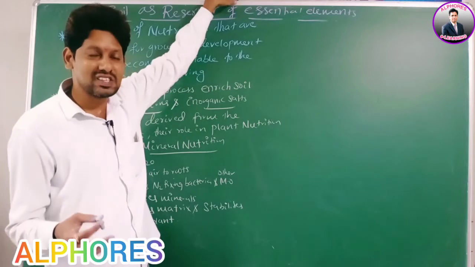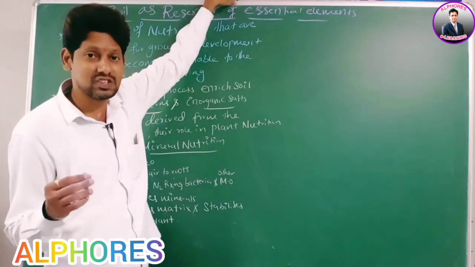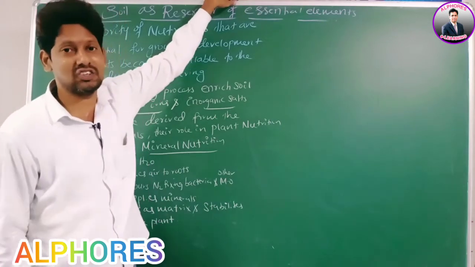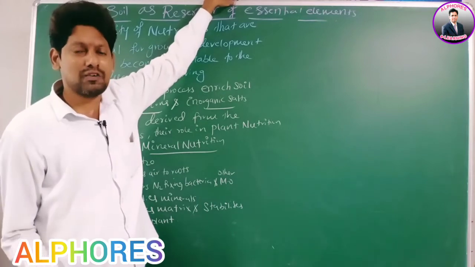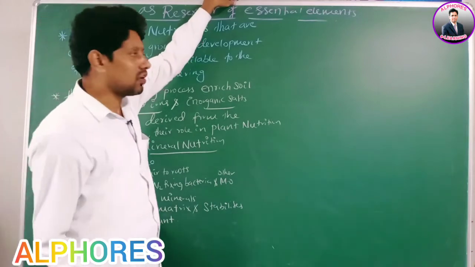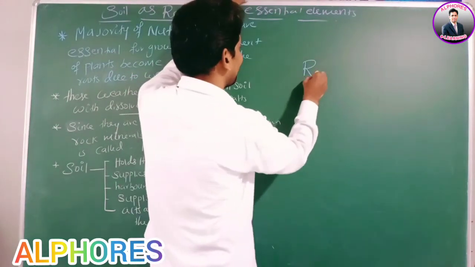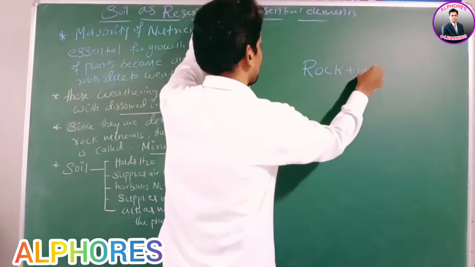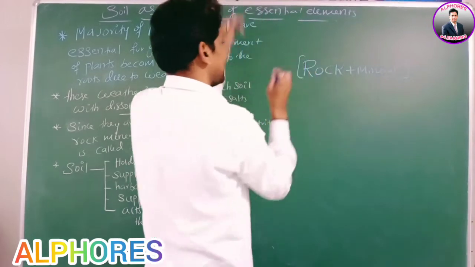Sir, from where did this soil get these essential elements? Sir, in the earth, a number of rocks are present. Some rocks are rich in minerals. Rocks which are rich in minerals, such rocks are called ores.